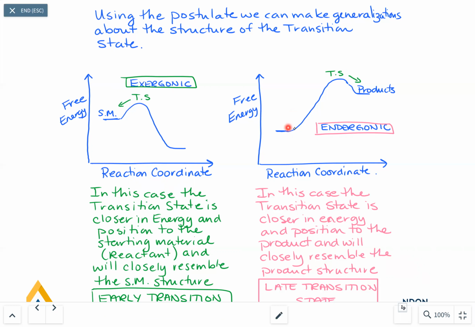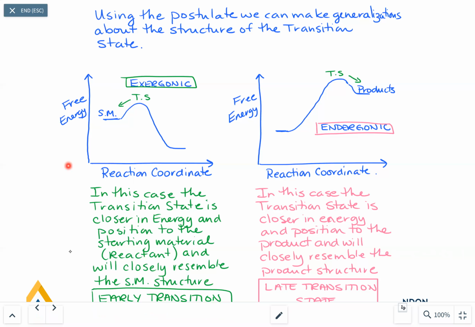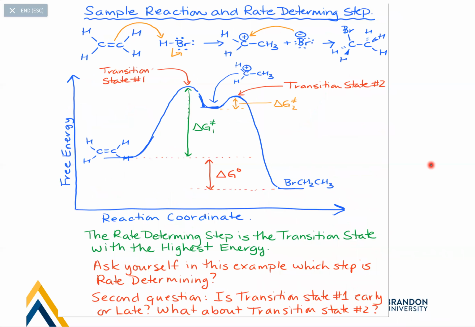So in a process where you're going uphill, this transition state here should be a late transition state. And if you're going downhill, this should be exergonic. This transition state should be early compared to that. Right, so I think there's a little example here, the next page. Right, so this diagram's basically got it all.